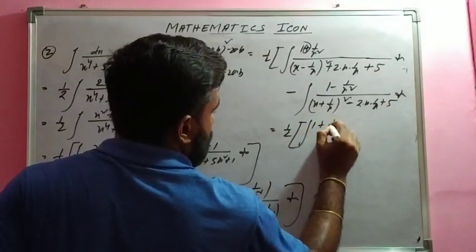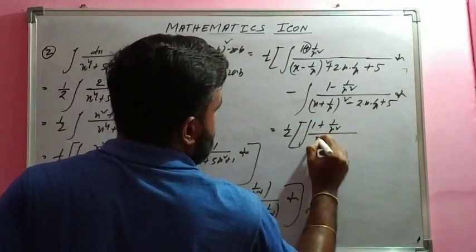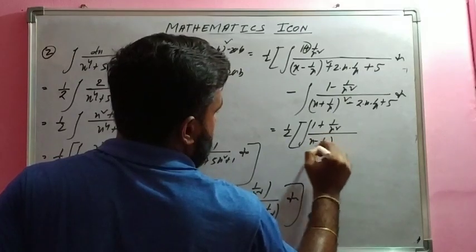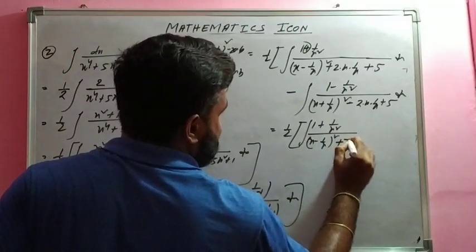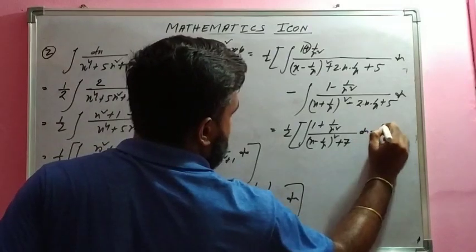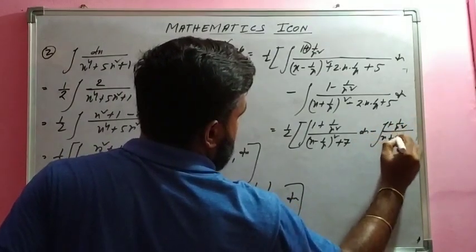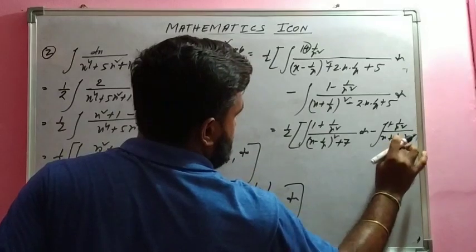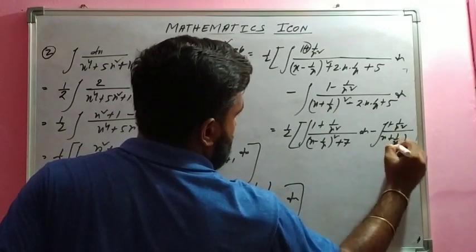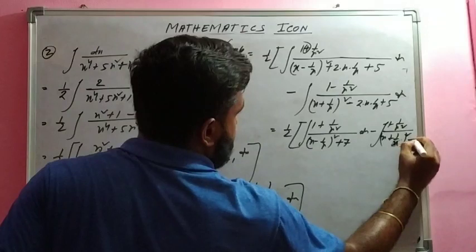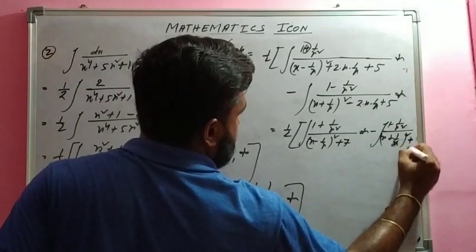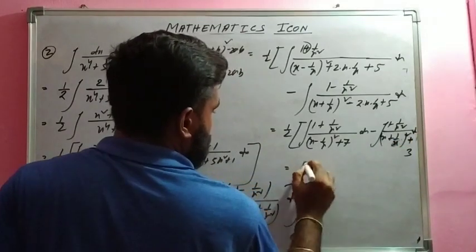So integration of (1 plus 1 by x square) by ((x minus 1 by x) whole square plus 7) dx, minus (1 minus 1 by x square) by ((x plus 1 by x) whole square plus 3) dx. So that means half.